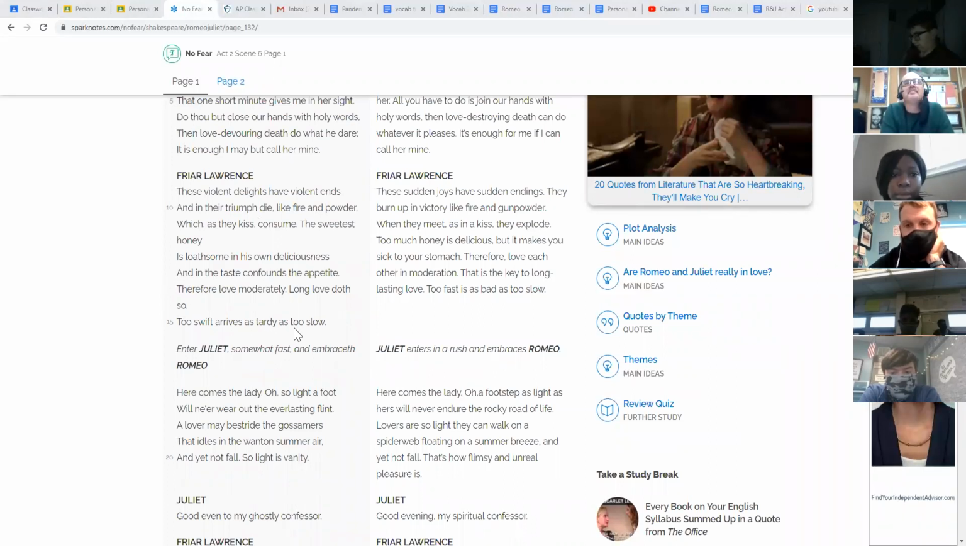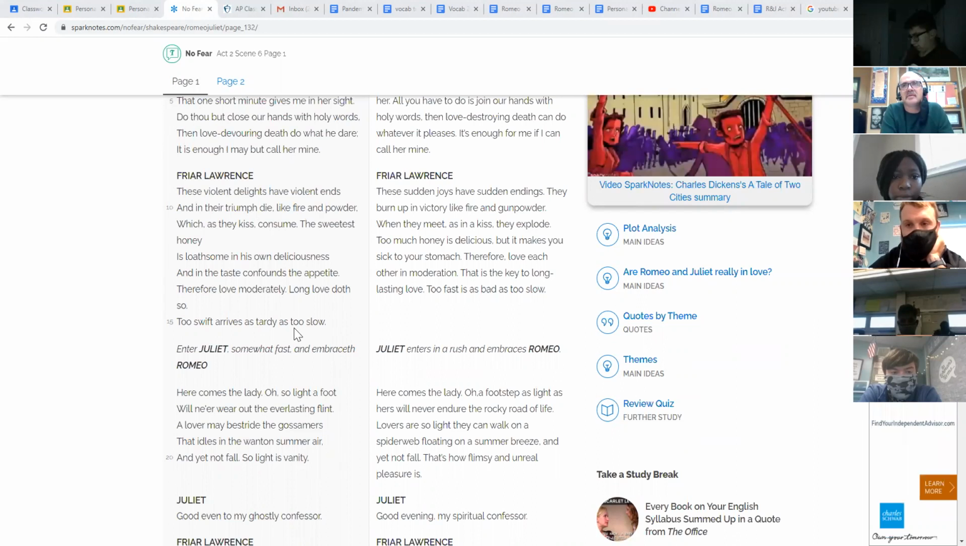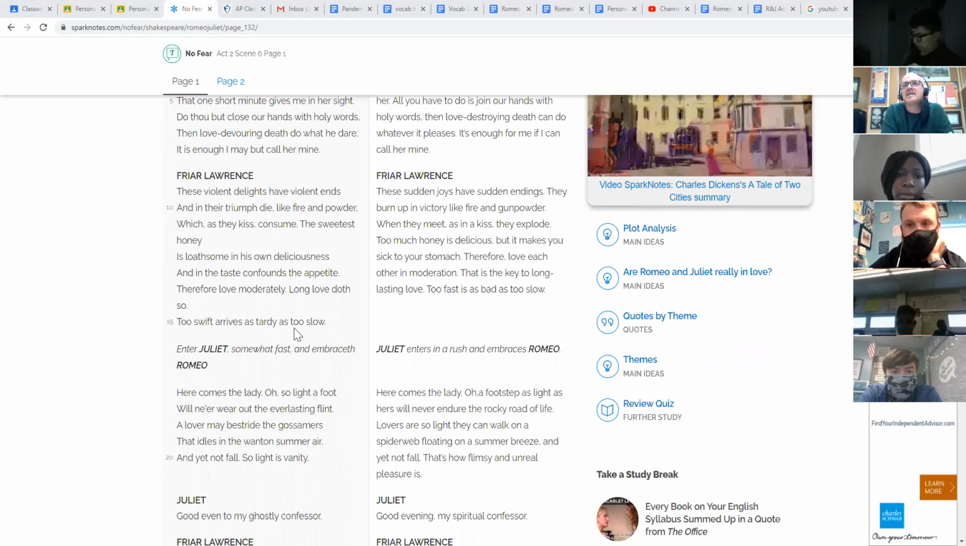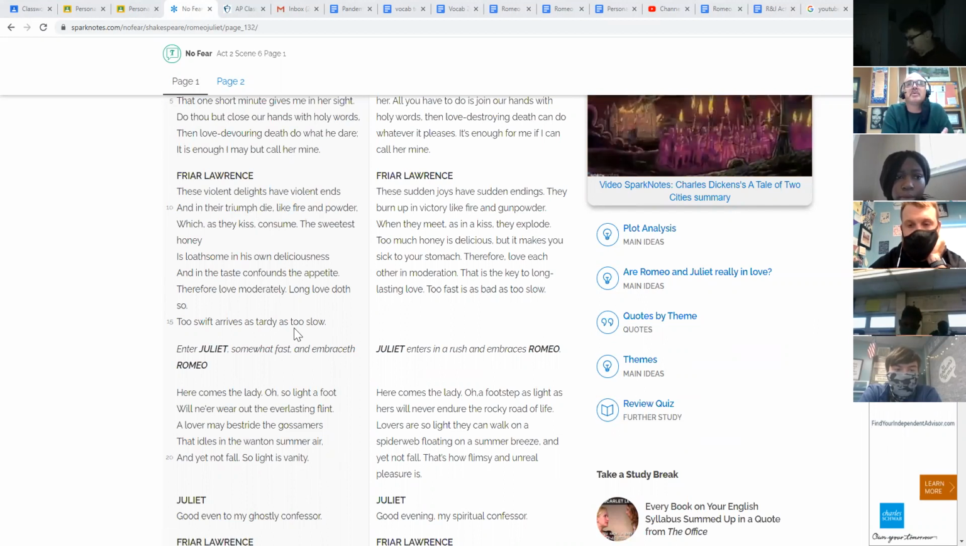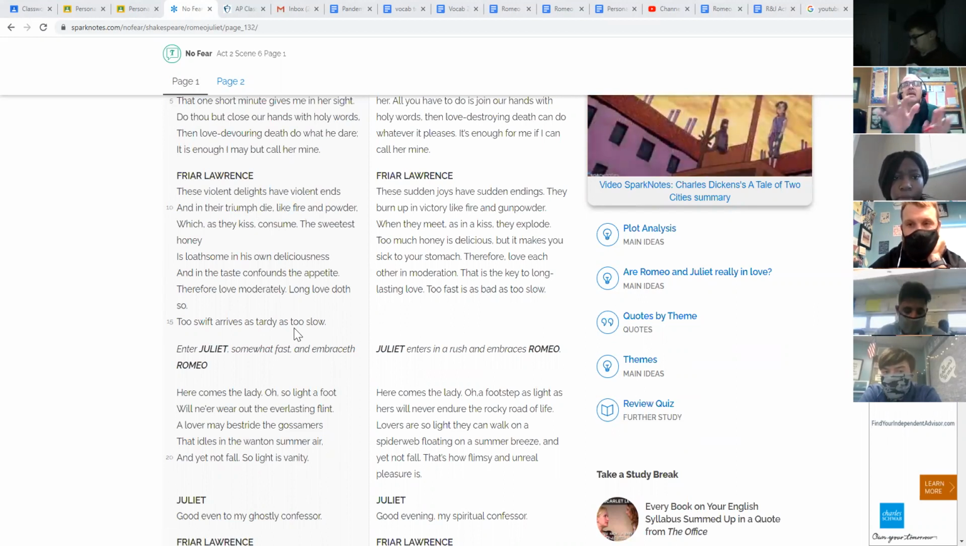So what he's pointing out by saying these violent delights have violent ends, and then giving examples of that, is that the more powerful and sudden or beautiful or intensely enjoyable things are, the sooner they tend to just burn out and be gone, right? So he's warning them, you're so caught up in this, this is so crazy, slow down, and maybe this could be something good.